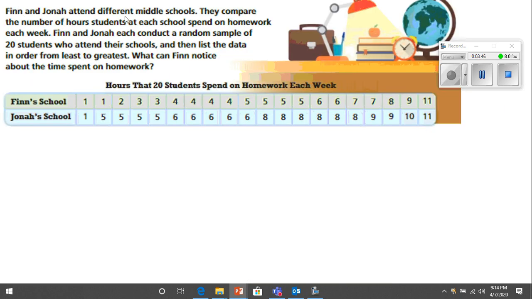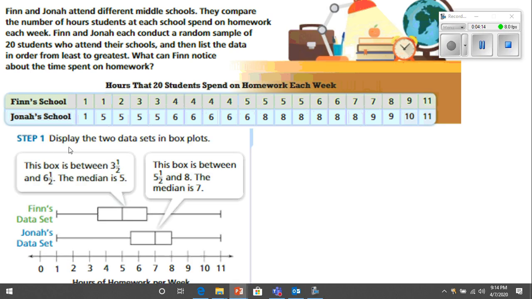Finn and Jonah attend different middle schools. They compare the number of hours students at each school spend on homework each week. Finn and Jonah each conduct a random sample of 20 students who attend their school and then list the data in order from least to greatest. What can Finn notice about the time spent on homework? And I'm glad they put this in order. It keeps me from having to jump around this time.